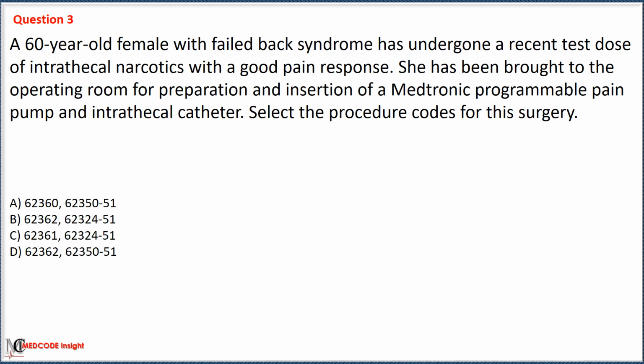Option A with codes 62360, 62350 along with modifier 51. Option B with codes 62362, 62324 along with modifier 51. Option C with codes 62361, 62324 along with modifier 51. Option D with codes 62362, 62350 along with modifier 51.